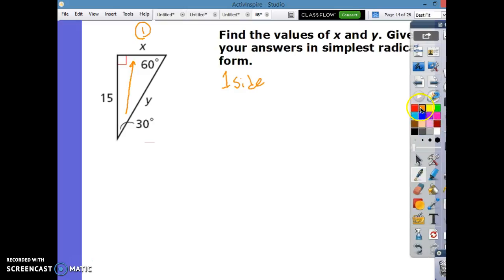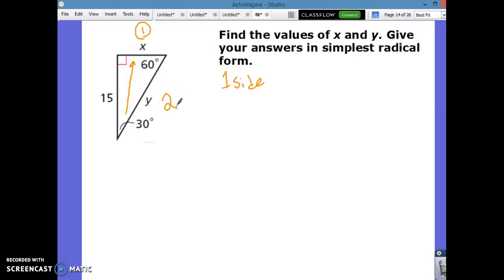Yes, Anthony. Would you like to tell us another one? Y is what? Y is 2. And why is that? Because it's across from the square or the 90. Great job. That means our 15 is going to be root 3. Great job, guys.